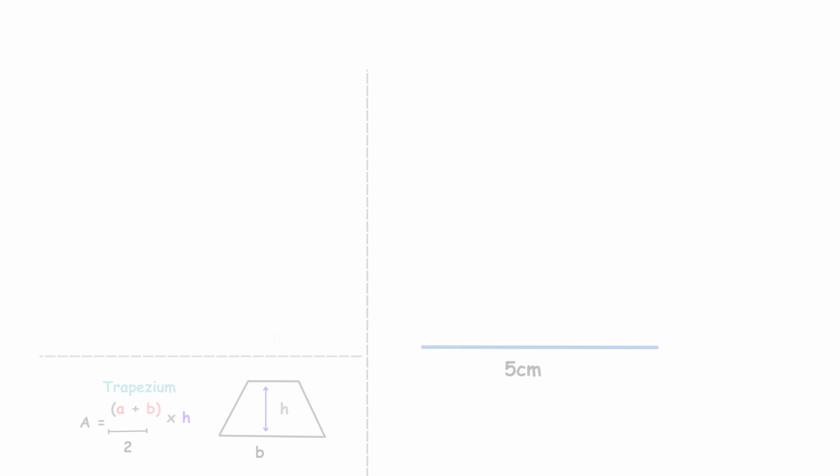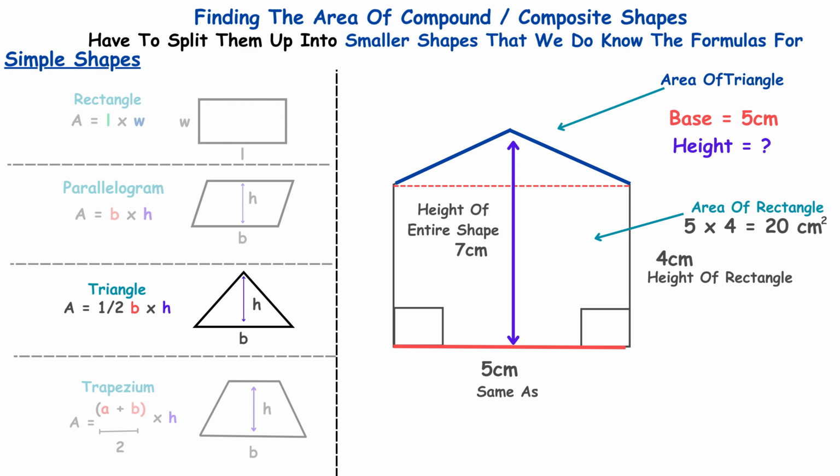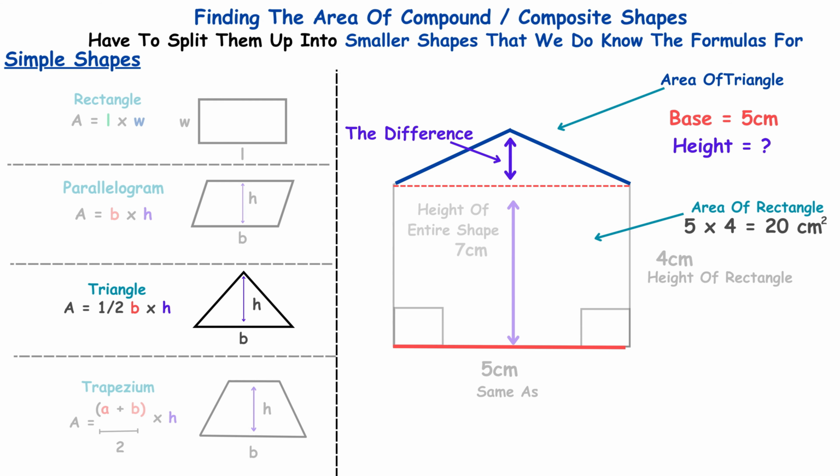Next, we turn our attention to the triangle at the top. For this, we use the formula 1/2 multiplied by the base multiplied by the height. The base in this case is 5 centimeters as it matches the base length of the entire shape. However, we are not directly given the height of the triangle, so we must determine it ourselves. We do know that the height of the entire figure is 7 centimeters and the rectangle accounts for 4 centimeters of that height. Therefore, the remaining height, which belongs to the triangle, is the difference between 7 centimeters and 4 centimeters, which we calculate as 7 minus 4 equaling 3 centimeters.